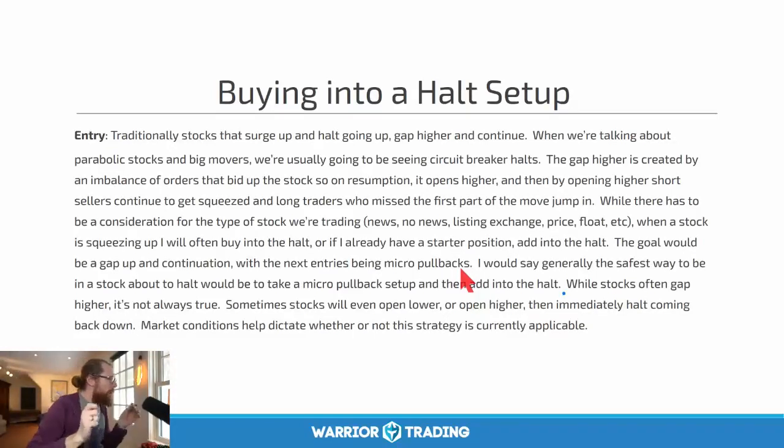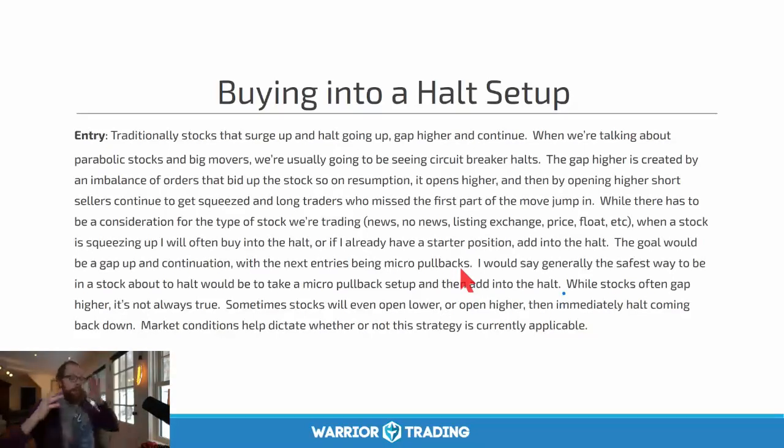When we're talking about parabolic stocks and big moves, we're usually going to see circuit breaker halts. It is possible that a stock yesterday that was priced under $3 as a tier 2 security will not halt until it goes up 20%. Okay, so even if that stock gaps up to $30, because yesterday it was priced below $3, the halt level is going to be 20% instead of 10%. So for a $30 stock to go up 20% and get halted, that's $6 a share.